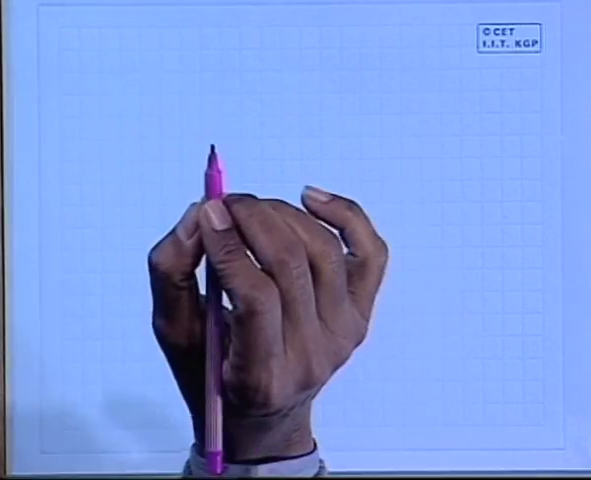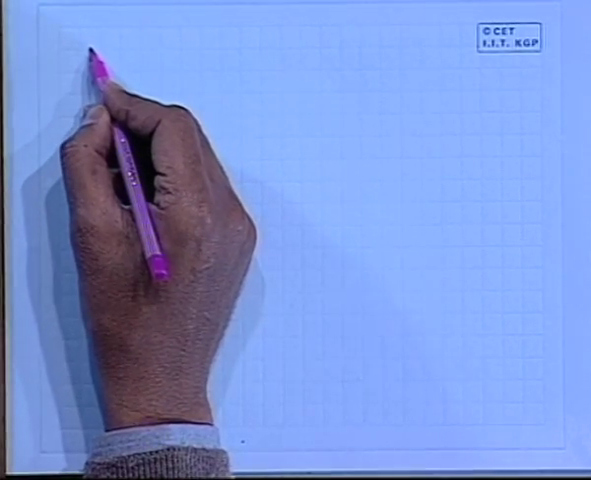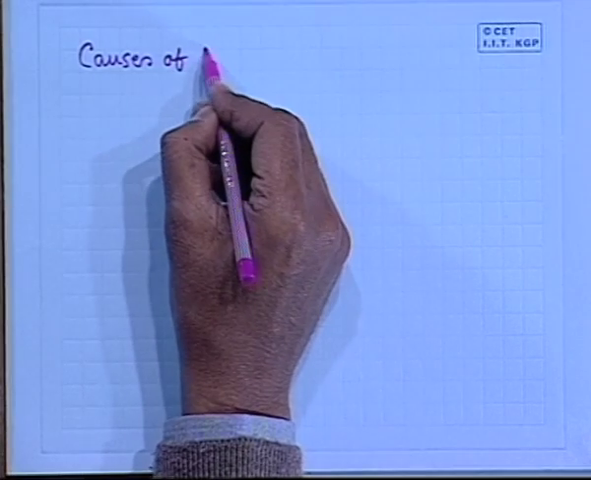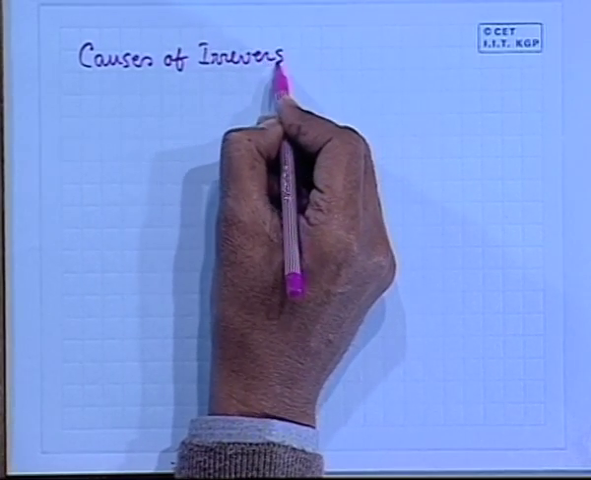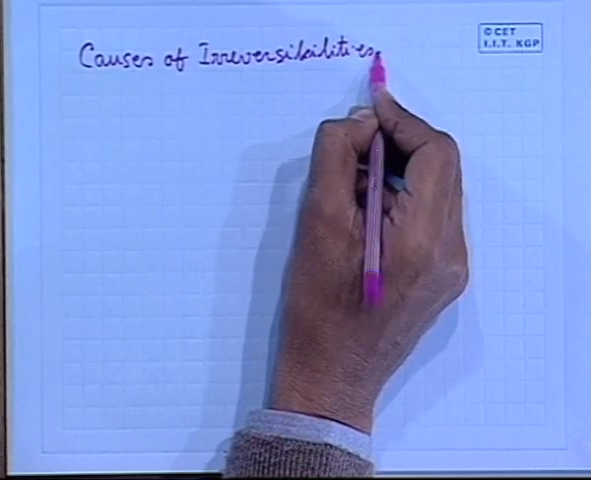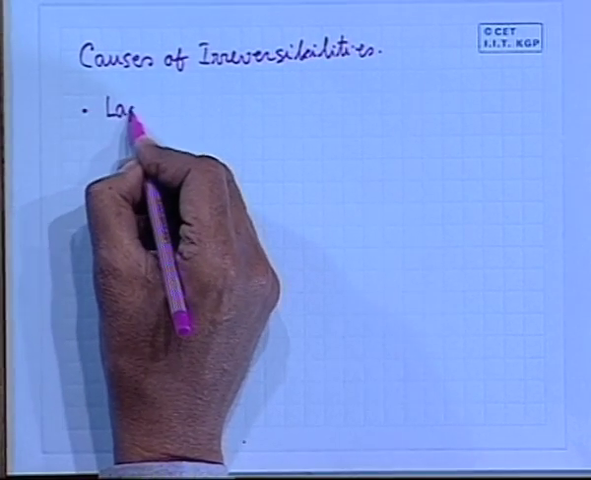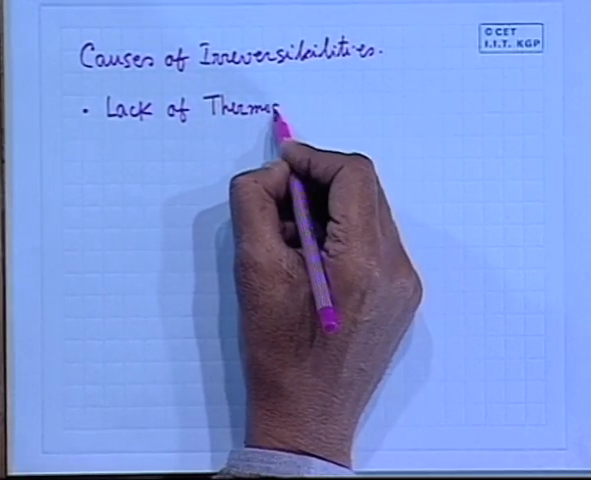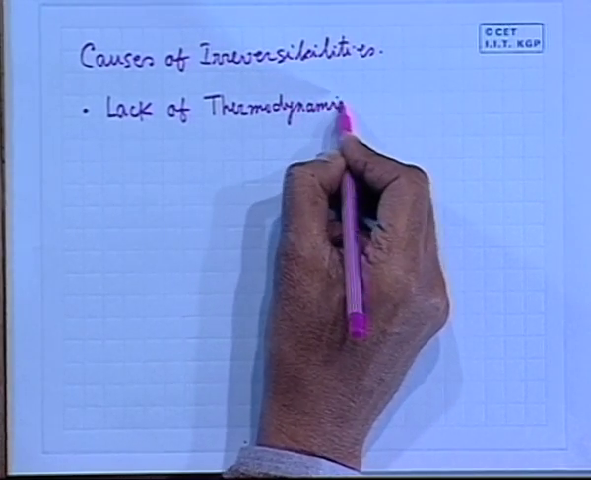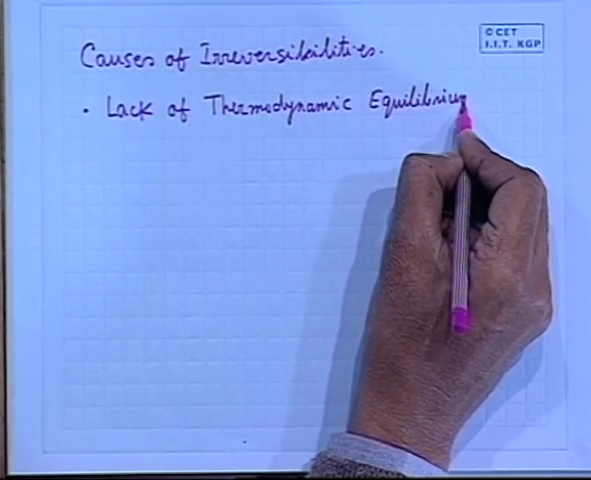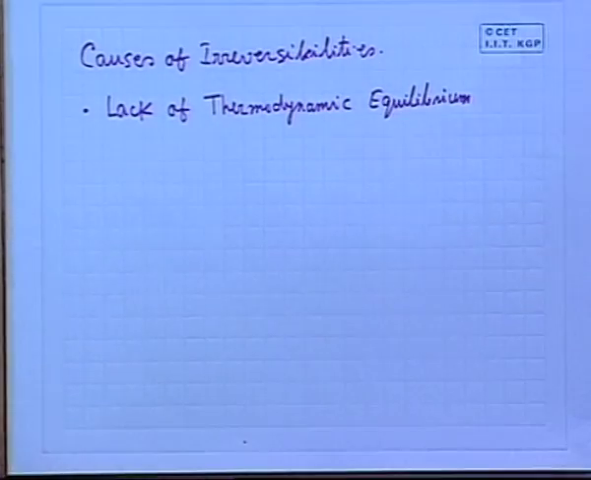With this in mind, now I write that, therefore, what are the causes of irreversibility? All natural processes are irreversible processes. Now I come to the causes of irreversibilities. There are two causes. One is lack of thermodynamic equilibrium. Now, thermodynamic equilibrium consists of three equilibria.